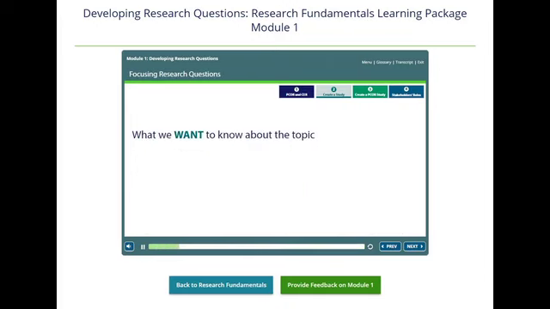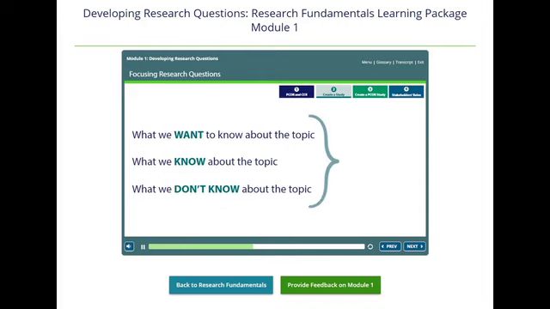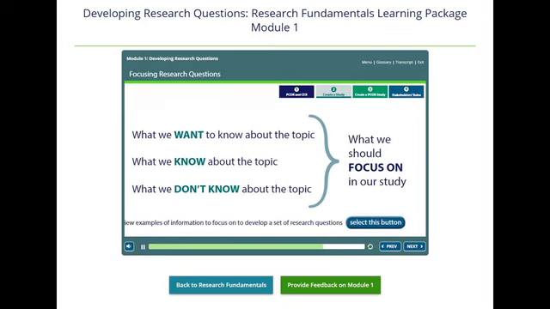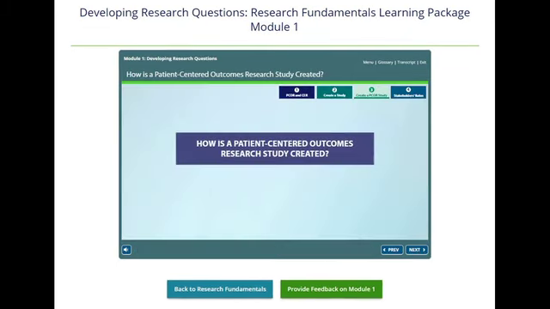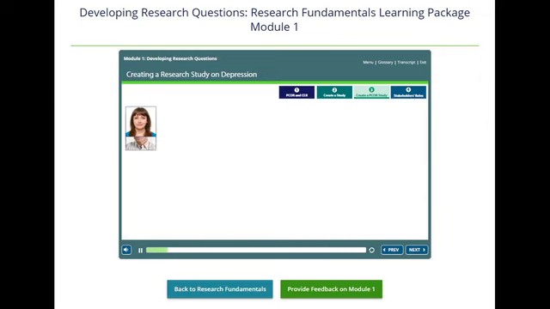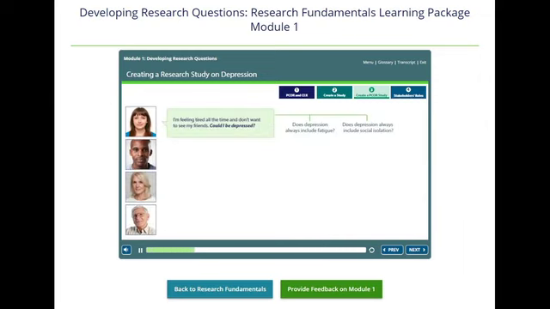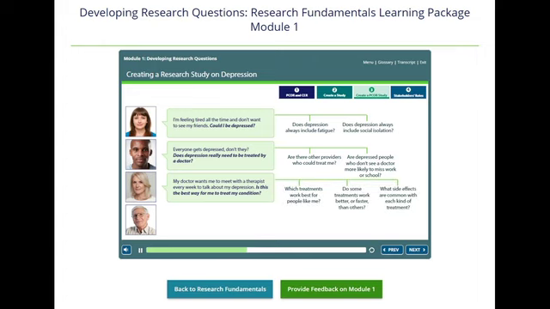Once a research team has learned what is already known about a topic, they'll have a better idea about what questions still don't have evidence to help answer them. They can then consider how the gaps relate to questions patients and caregivers most want answered to make informed decisions. Let's review these patient-centered questions about treatment for depression and find out how to answer them using a research study.